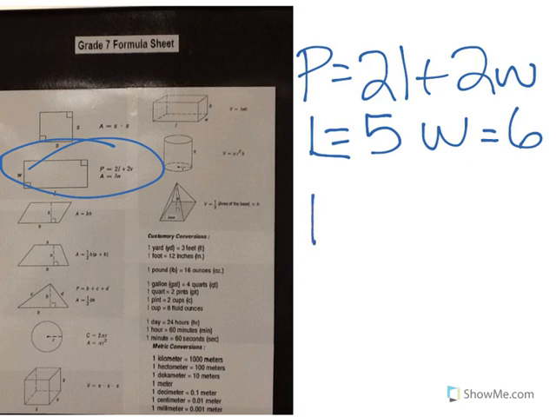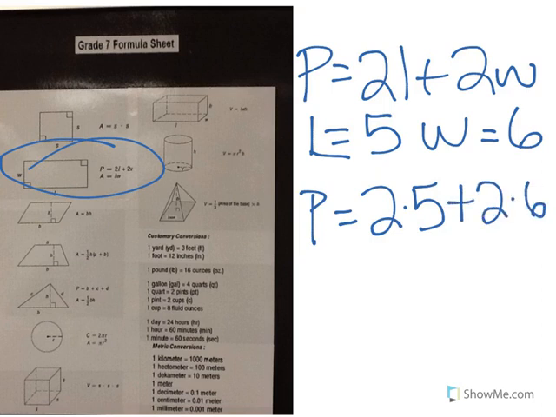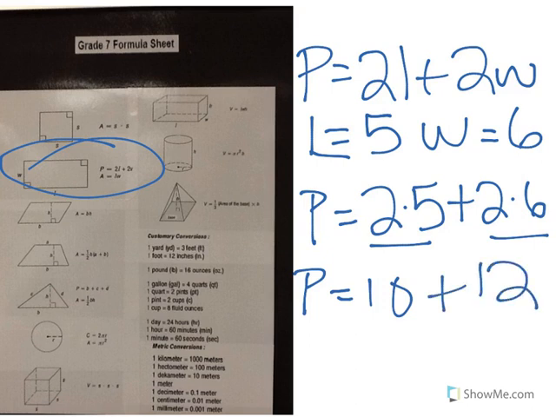We do perimeter equals 2 times 5 plus 2 times 6. Order of operations tells us we do multiplication first. So perimeter equals 2 times 5 is 10 plus 2 times 6 is 12. We get the perimeter is 10 plus 12, which gives me 22 units.